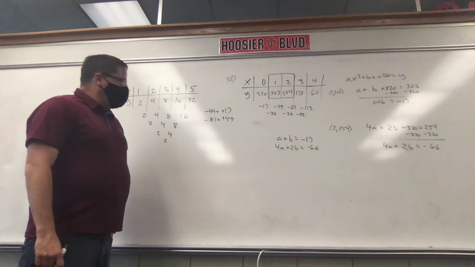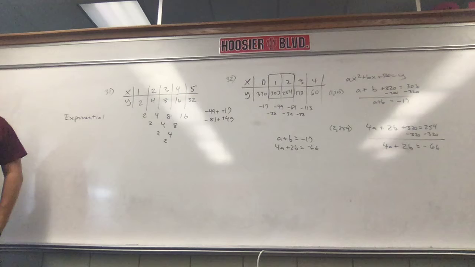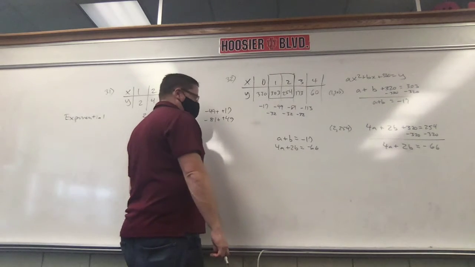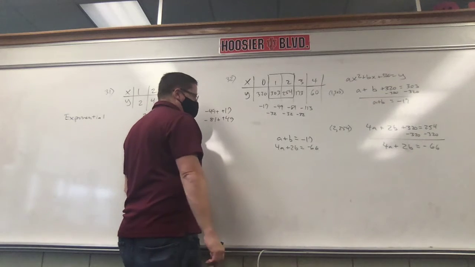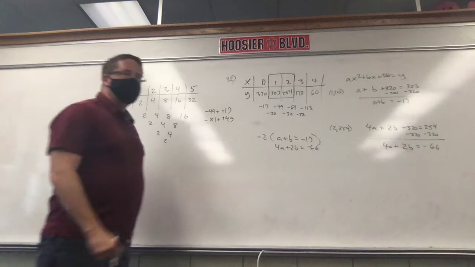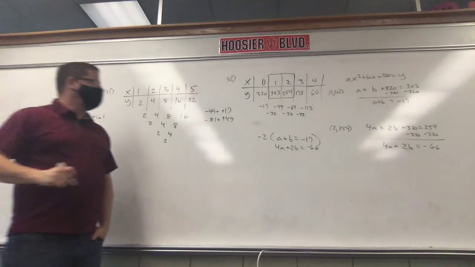Okay? Can we add them up? No. Let's get rid of the b. Can we add them up? Yes. Should we add them up? No. Get rid of the b. How? Multiply by negative 2. Where? The top one, by negative 2. What if I want to get rid of the a's? You could. What would I do? Multiply by negative 4.